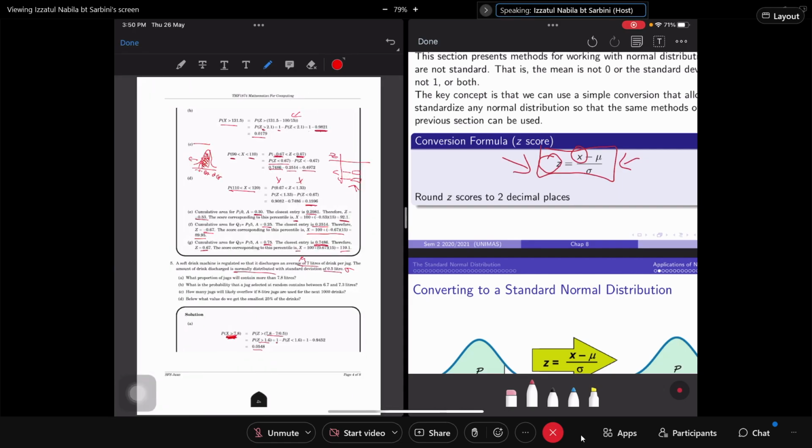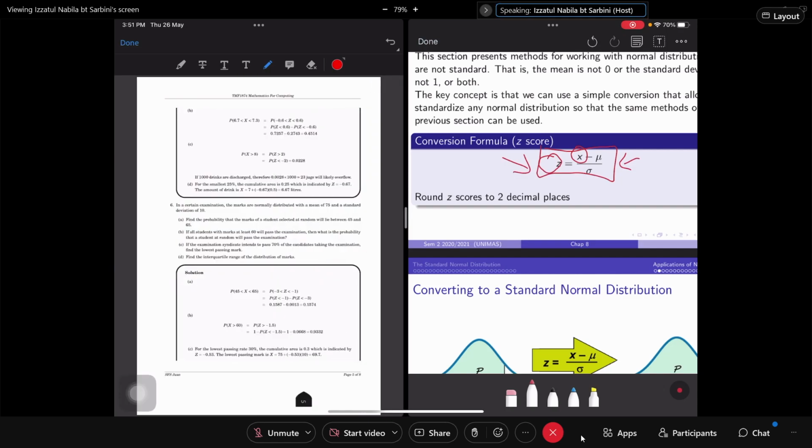And as for B, what is the probability that the jug selected will contain between 6.7 and 7.3 liters? So we have to convert first. Same way as before. Convert first and then we have to subtract, because we want the area in between only. So Z less than 0.6 minus Z less than negative 0.6. So this is the value you get from the table. You just subtract it and the probability in between 6.7 and 7.3 is 0.4514.